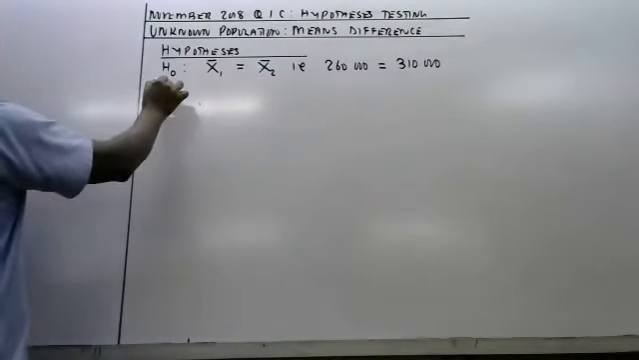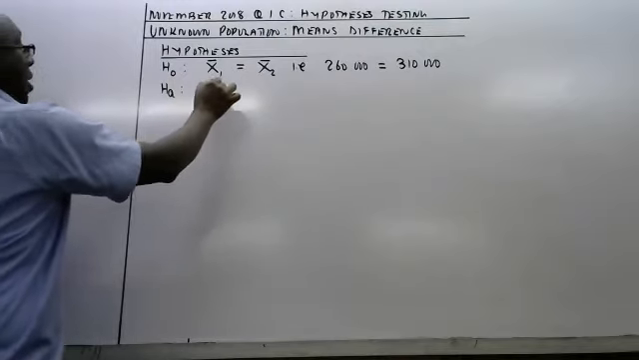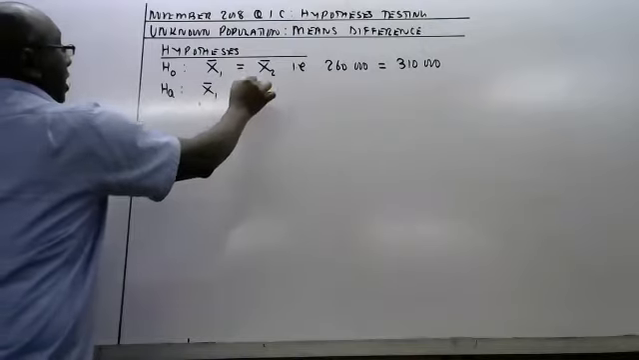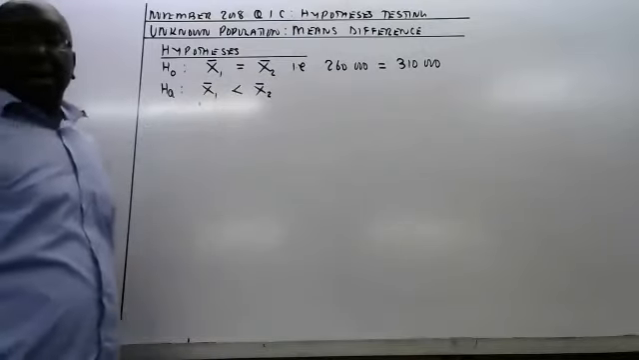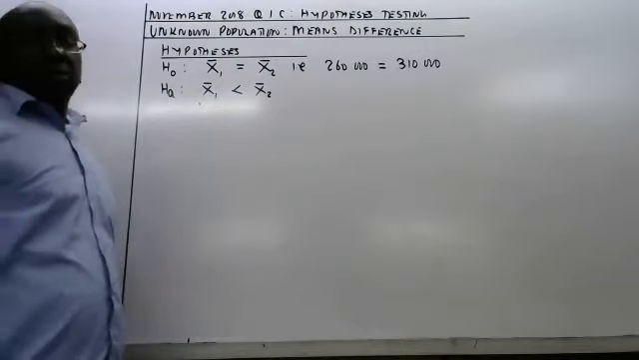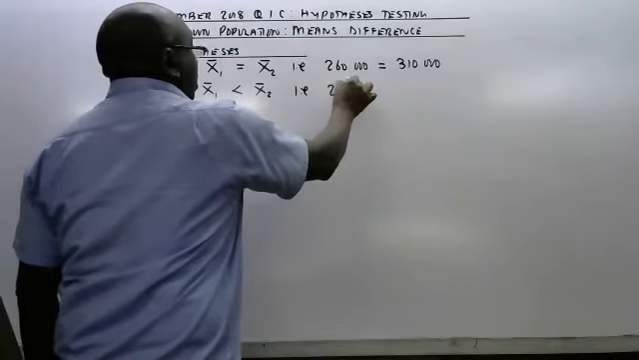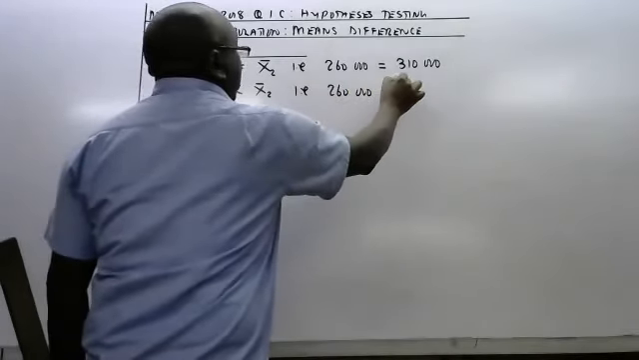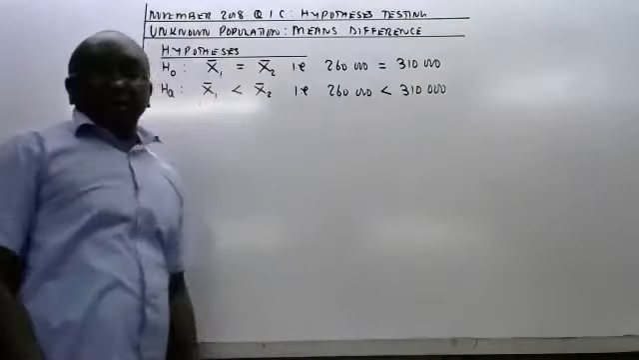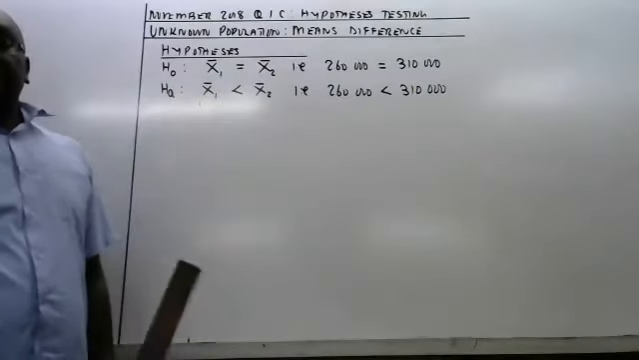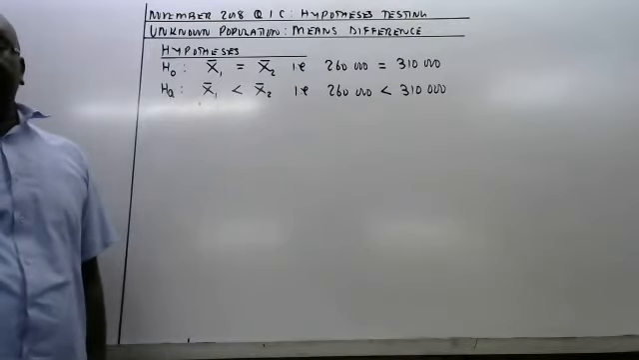The alternative hypothesis, we will be saying that x bar 1 is less than x bar 2. That is, 260,000 is less than 310,000.